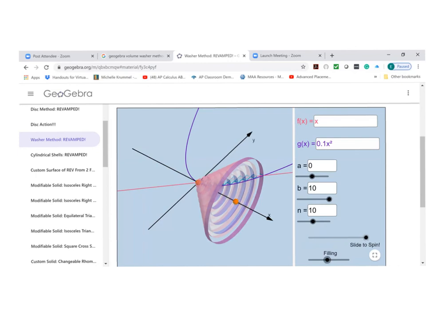And if I make this solid, I don't know if I can show this. No, I can't pull it now. I'd like to conclude by saying that the disk is a special case of the washer where the inner radius is equal to 0. And that takes care of our lesson on volumes of solids of revolution using the washer method. Have a wonderful day.